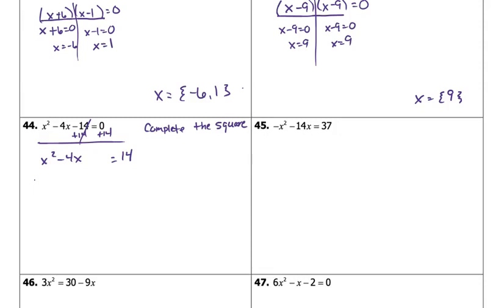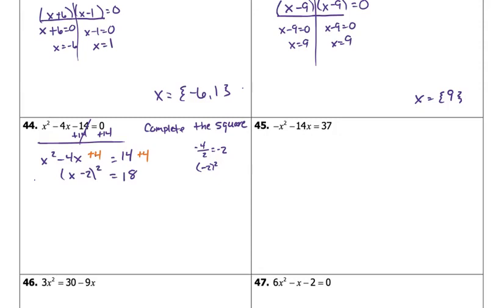Now, I need half of this -4, so -4 divided by 2 equals -2, but I'm going to square that. So -2 squared is 4. So I'm going to add 4 here. I'll show you using a different color. I'm going to add 4 here. And what I do to one side, I have to do to the other. So I'm going to write this as if I'm breaking down this trinomial. That means I have x minus 2 squared, and it's all going to equal 18.